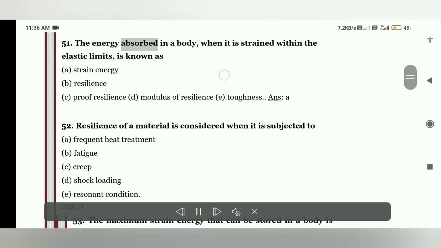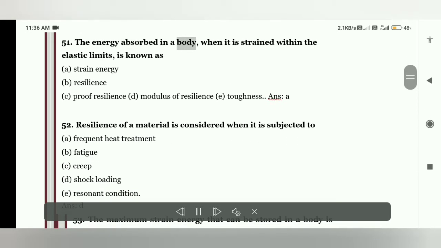51. The energy absorbed in a body, when it is strained within the elastic limits, is known as: strain energy, resilience, proof resilience, modulus of resilience, toughness. Answer A. 52. Resilience of a material is considered when it is subjected to: frequent heat treatment, fatigue, creep, shock loading, resonant condition. Answer D.